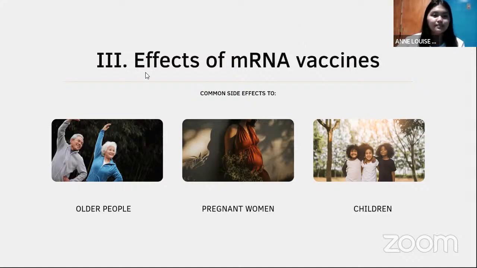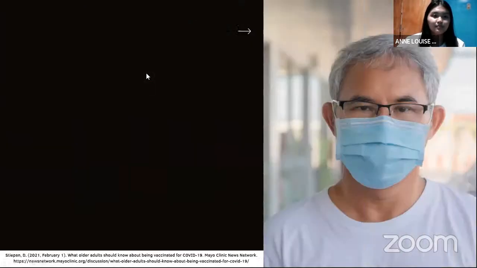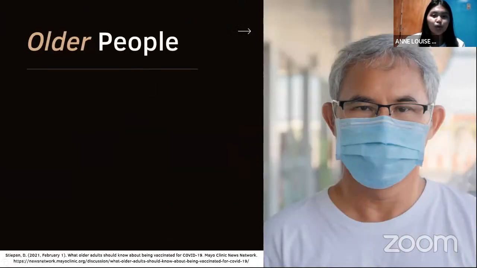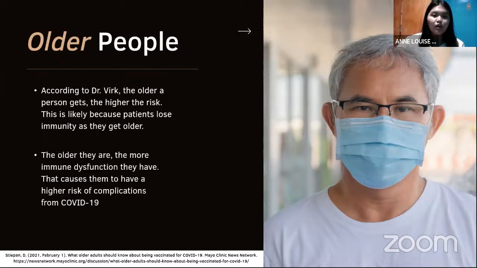Next slide, please. So for the older people, according to Dr. Vic, the older a person gets, the higher the risk. This is likely because patients lose immunity as they get older. The older they are, the more immune dysfunction they have. That causes them to have a higher risk of complications. Next slide, please.